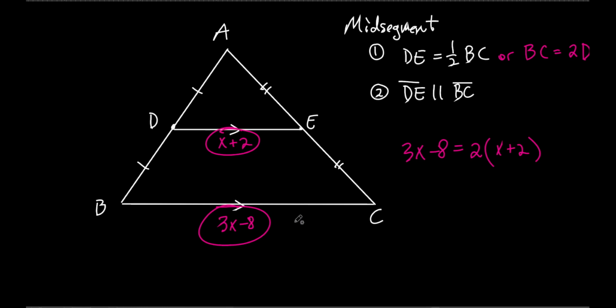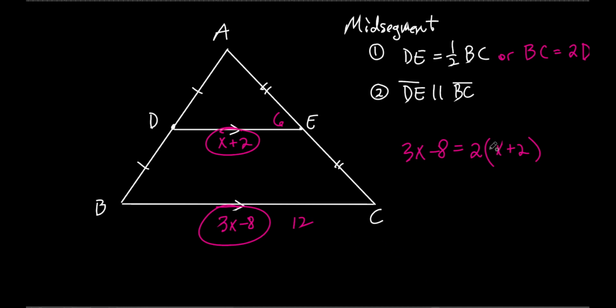Yes? Remember we said this was 12 and this was 6? 12 is twice as big as 6. Would you agree? But we don't know this is 12. We don't know this is 6. But we do know that this third side right here, the 3x minus 8, is twice as big as the mid-segment. Now, can you do some math and solve for x here?